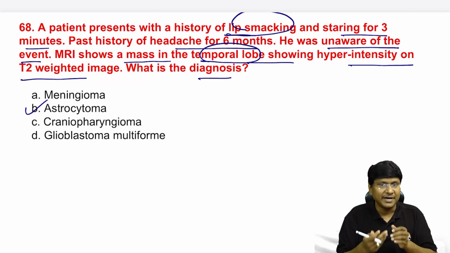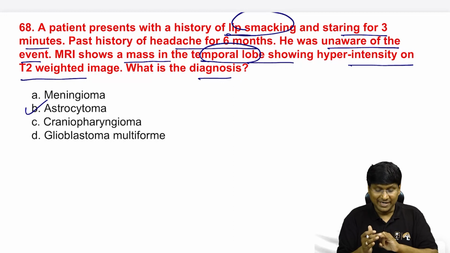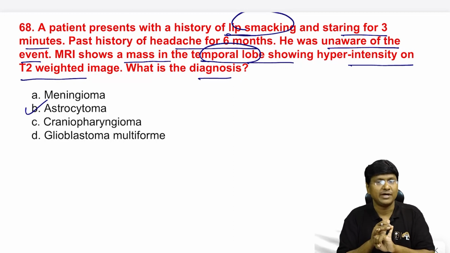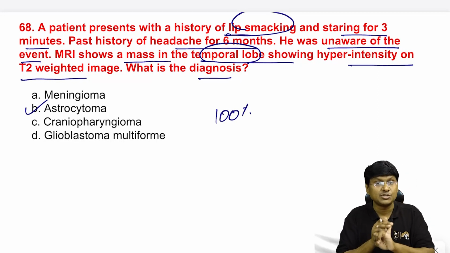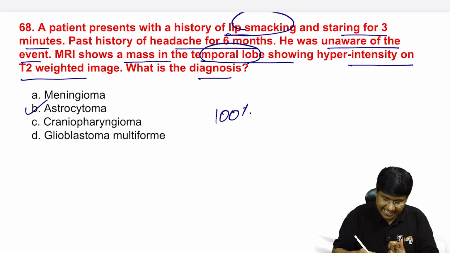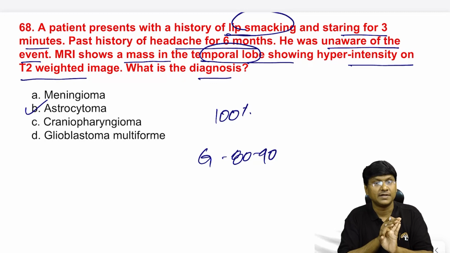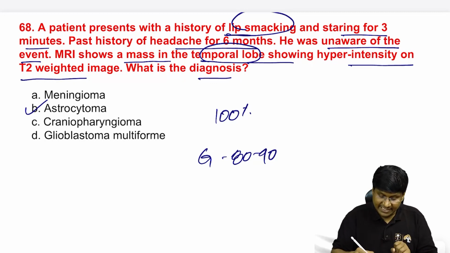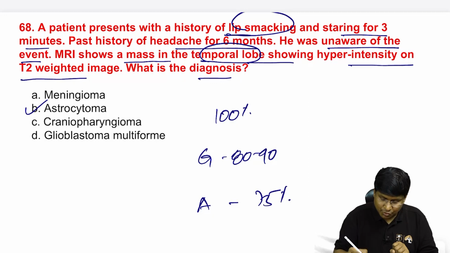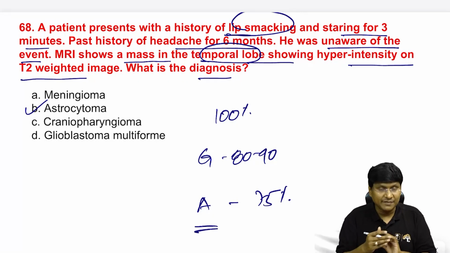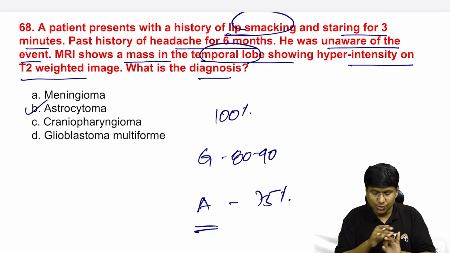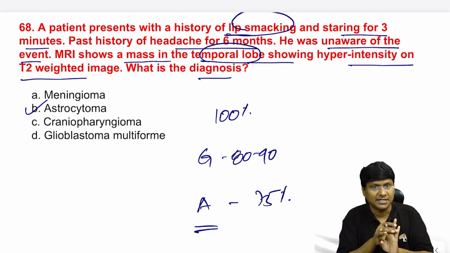And what are the brain tumors which are related to epilepsy? One is dysembryoblastic neuroepithelial tumor, where the seizure frequency is almost 100%. Next is ganglioglioma, where the chance of seizures is almost 80 to 90%. Even in astrocytoma, the chance is almost 75%. So among the options given to you, the most common is astrocytoma, because you don't have the option of ganglioglioma or dysembryoblastic neuroepithelial tumor.